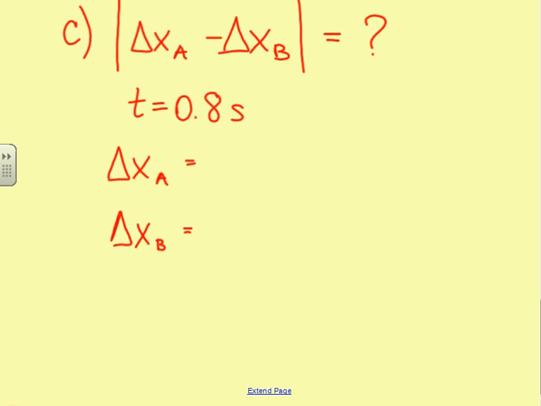Well, I know initial velocity. I know final velocity. I know time. I know acceleration. So there are multiple equations that you could use. I'm going to pick the equation that says delta x is 1/2 initial velocity plus final velocity times time.